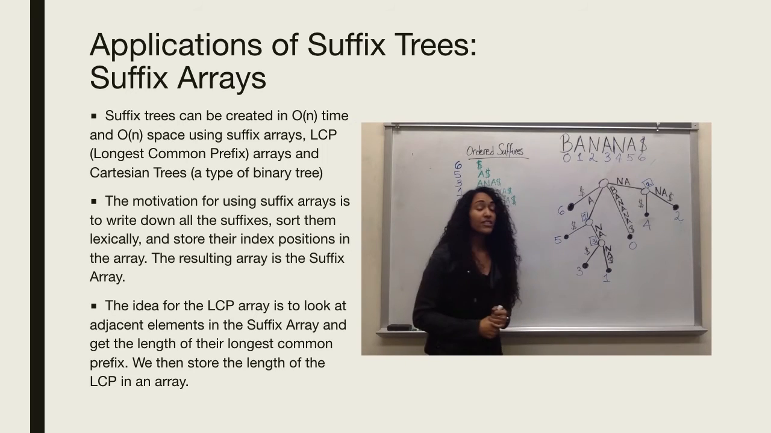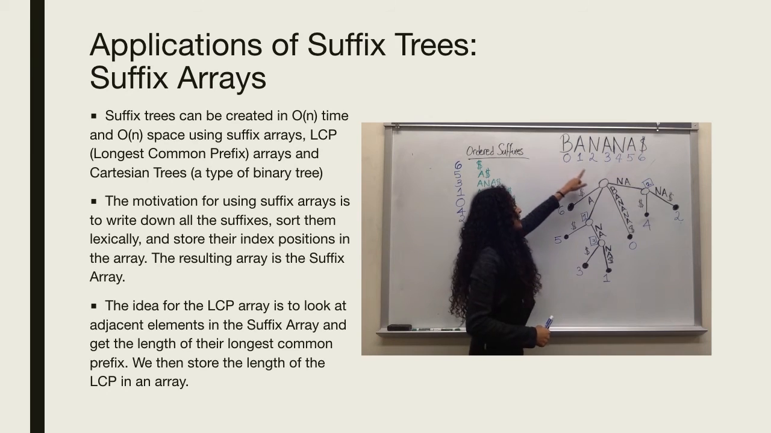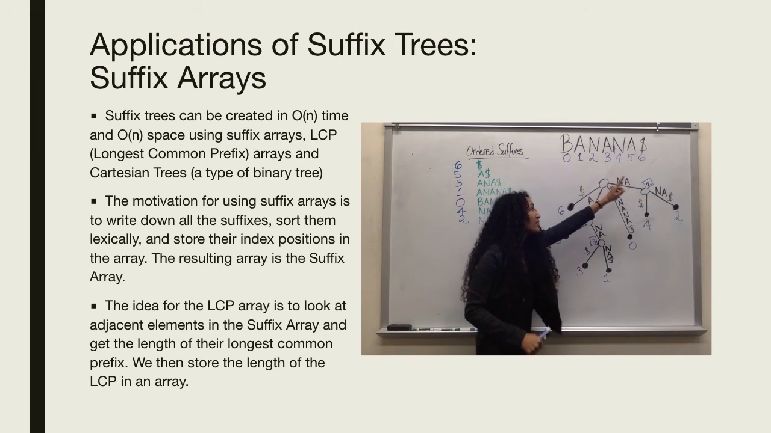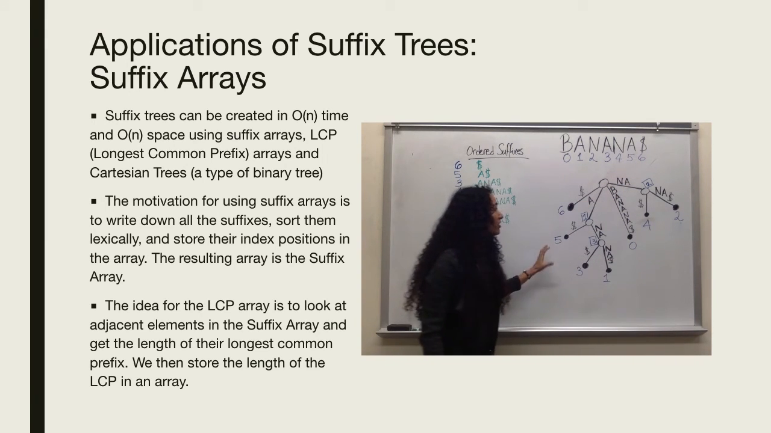Alright, so for this example, we're going to go over the string banana, and over here, each character in banana has a position index from 0 to 6, including our terminating character. And this is what our suffix tree looks like.